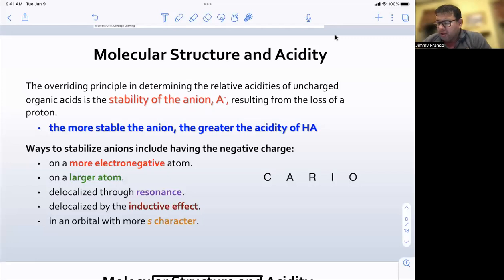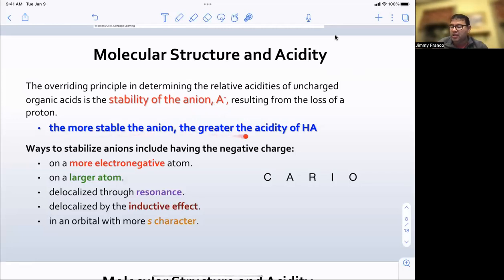All right, so what we want to talk about now is how the molecular structure, so what the molecule actually looks like, relates to acidity, and conversely basicity. The overarching theme of how acidic a molecule is: once that molecule has given up that proton, right? Acids are proton donors, so they're going to give up a proton. So once it's given up a proton, how stable is the anion that's resulted from it?